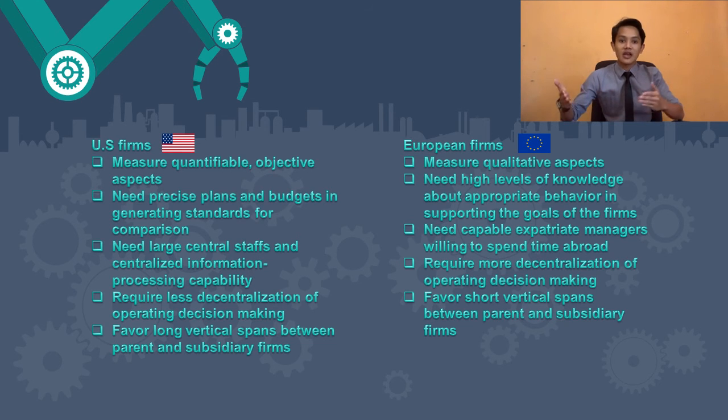In US firms, they need a large central staff and centralized information, while in European firms, they need capable, experienced managers willing to spend time abroad. US firms require less decentralization of operating decision making, while European firms require more decentralization of operating decision making. Lastly, US firms favor long vertical spans between parent and subsidiary firms, while European firms favor short vertical spans between parent and subsidiary firms.